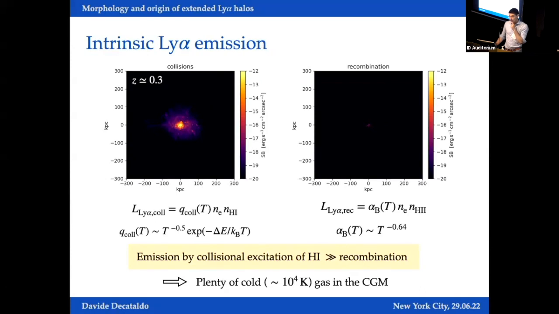And this is actually not a surprise, because if you consider how the two terms evolve with temperature, we have the recombination term just declining with temperature, while the collisional term peaks at a temperature of 10^4 to 10^5 K. And it happens that most of the gas in the CGM of our simulation is found at that temperature. This is very interesting by itself as a result.